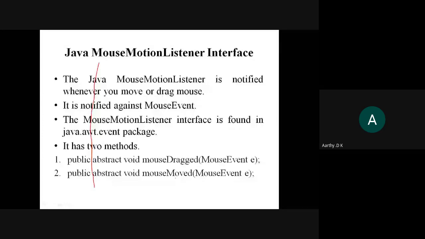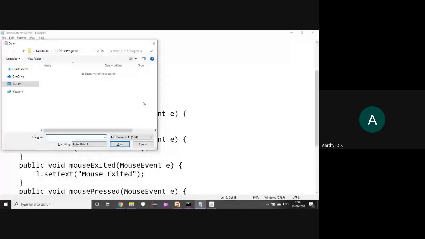So the first listener we saw covers the basic things we have in a mouse: click, released, pressed, all those things. And the next one is regarding the mouse motion. So we will see a program for this also. The remaining things will be the same.